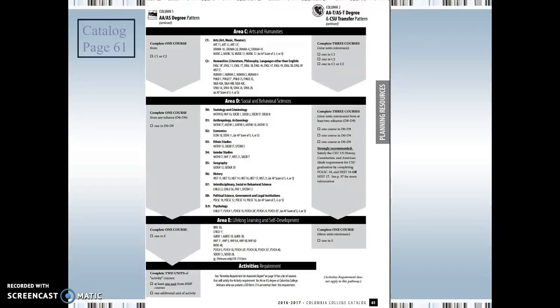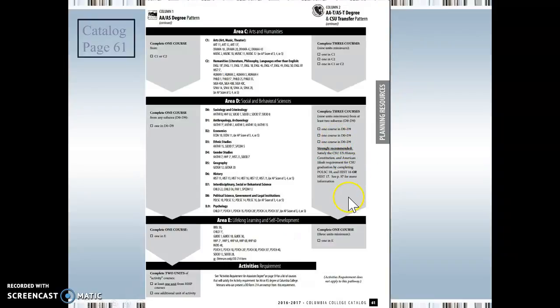So that is how one class can meet multiple requirements. So page 2, you kind of do the same thing. In associate's degree, you only need one course out of all of these options. But for a transfer degree or a CSU pattern, you need 3 courses, one from here, and then a third one. Same thing as we go down.